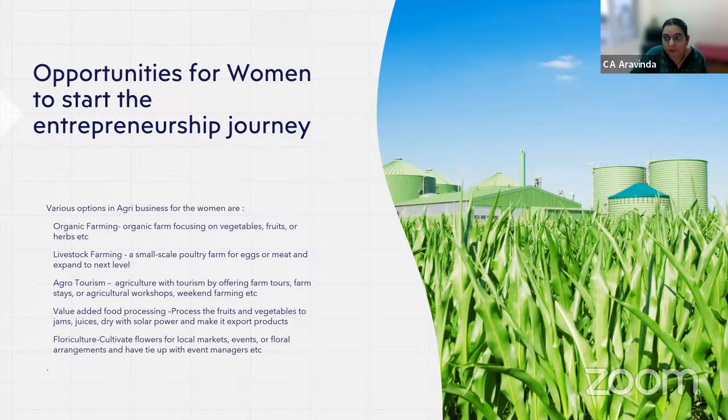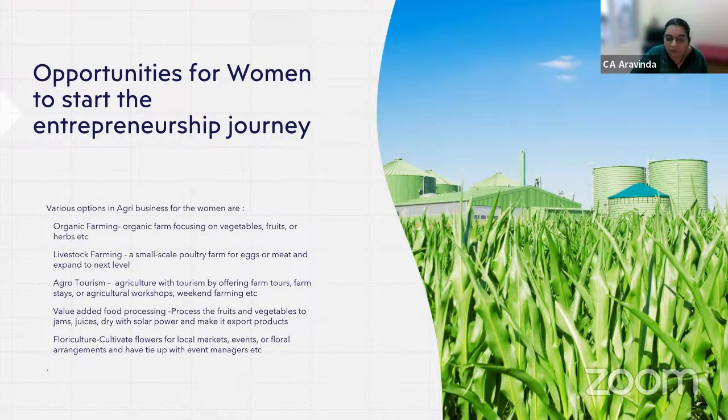Apart from regular farming, unless women start their businesses and new ventures, business is the bigger term for it. They can start their own setup with a few friends, within their family or outside their family, and start venturing into new things.